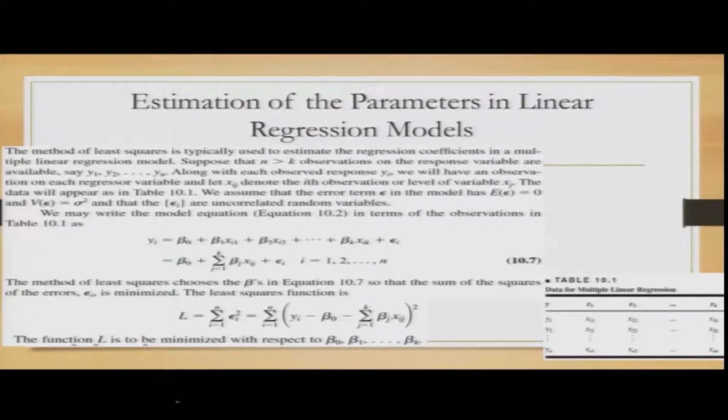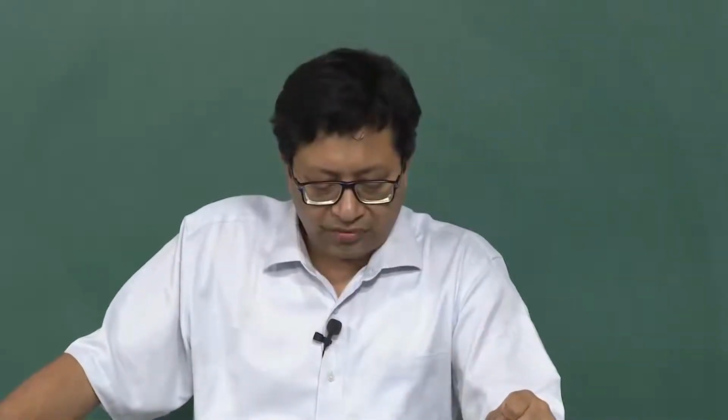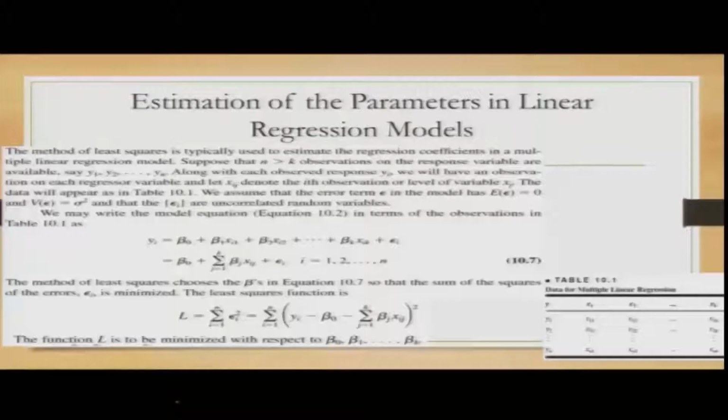We assume that the error terms epsilon in the model are such that the expected value is 0. If you remember, I mentioned that a few minutes back, in the slide before last. And the variance, I mentioned, is fixed, and the covariance between two errors is 0, and the error variance is fixed, which is given here as sigma square. The epsilons are uncorrelated random variables, they are not related to each other. We may write the model as yi is equal to beta naught plus beta 1 xi1 plus beta 2 xi2 plus up to beta k xik plus epsilon i. So, you put it in this form.